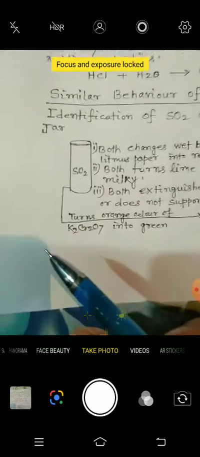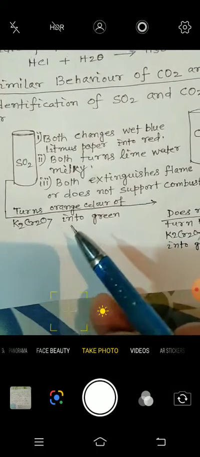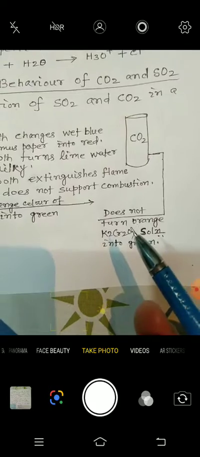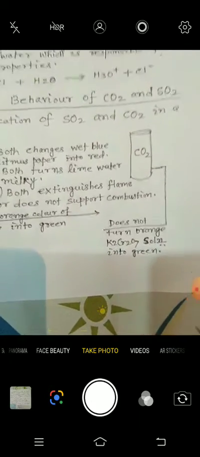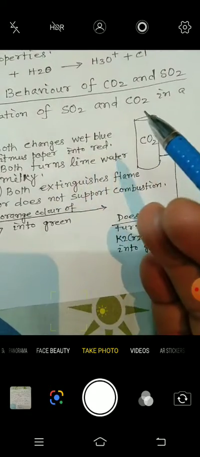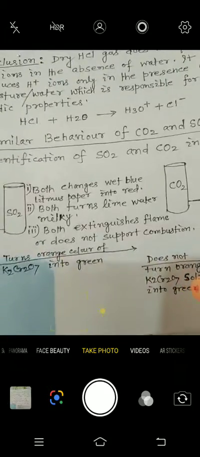With the help of this reaction. SO2 turns the orange color of K2Cr2O7 into green, but carbon dioxide does not change its color. So this is about SO2 and CO2. On the basis of this experiment, you can distinguish between SO2 and CO2.